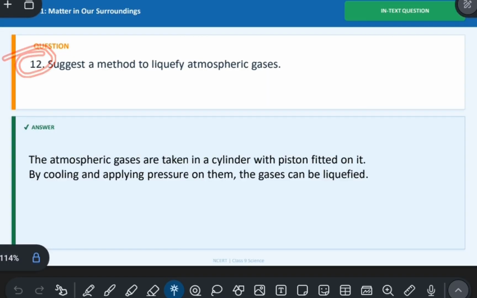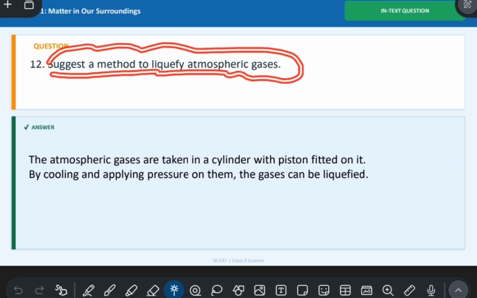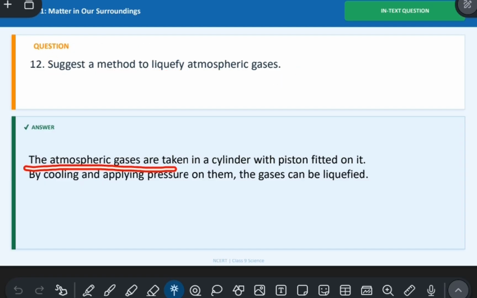Now question number 12. Suggest a method to liquefy the atmospheric gas. Now the atmospheric gases are taken in cylinder with a piston. By cooling and applying pressure on them, the gases can be liquefied.